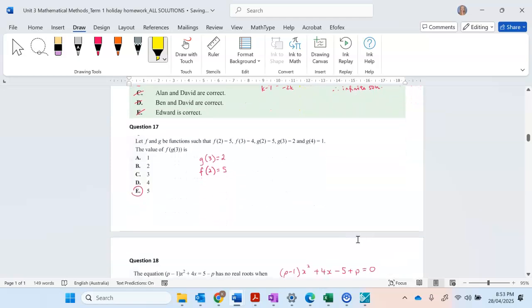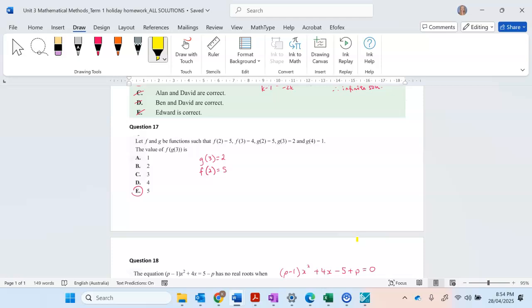All right, question 17. Let f and g be functions such that... These questions turn up all the time on past exams, and I think this is actually a past exam question. If it's not coloured, it's usually a past exam question. And students kind of get put off because they're not used to seeing this.